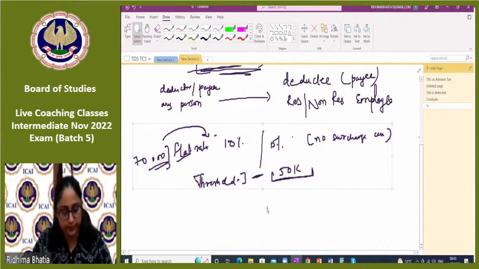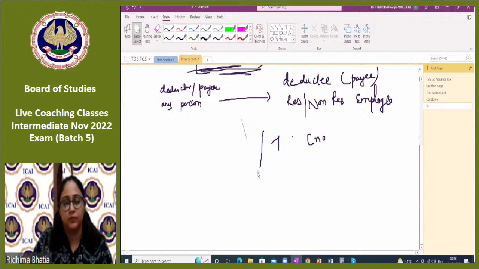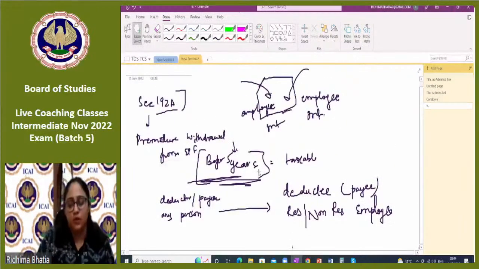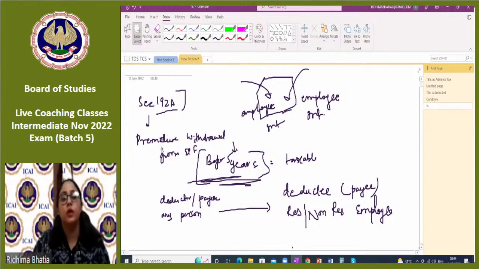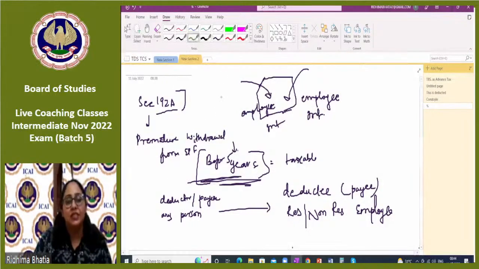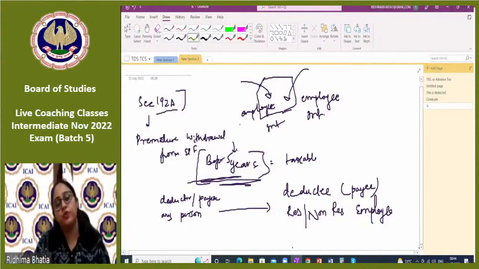Okay. Flat rates and threshold cross, entire amount. Now coming back to section 192. What I was talking about is that this section is applicable on premature withdrawal of EPF, and that is when you make it before 5 years. The amount is taxable, but who will deduct the tax?